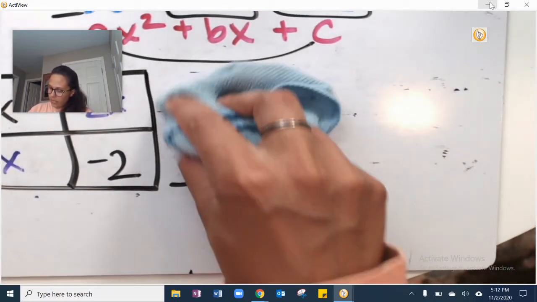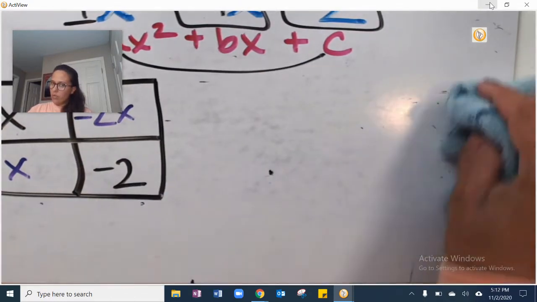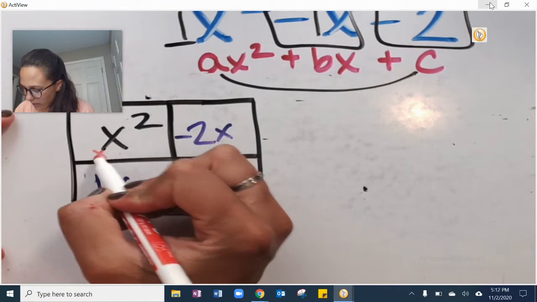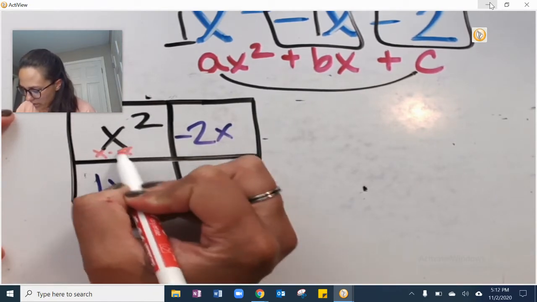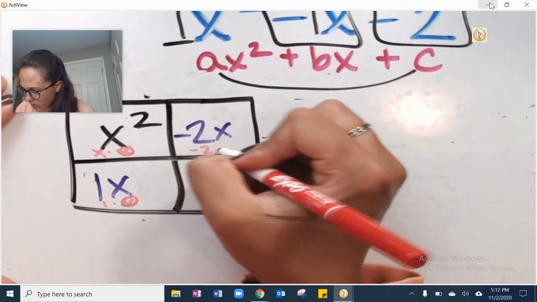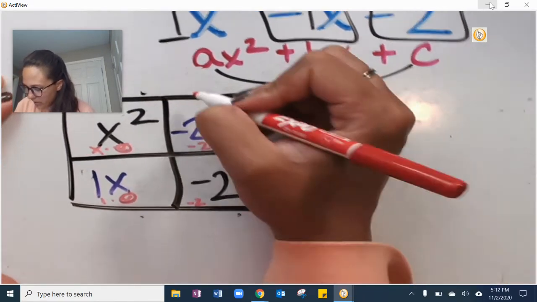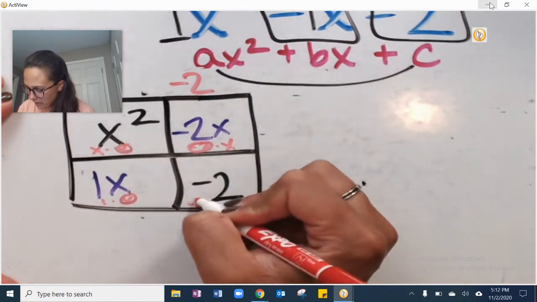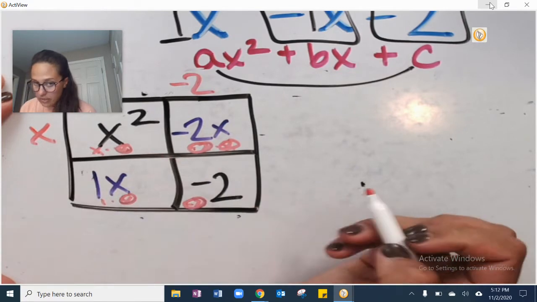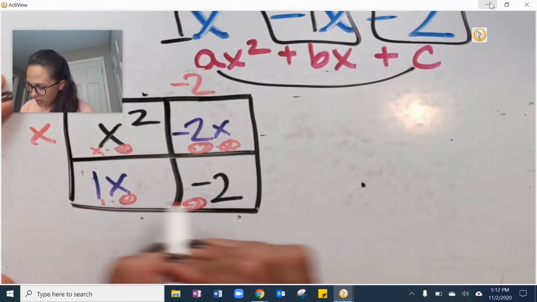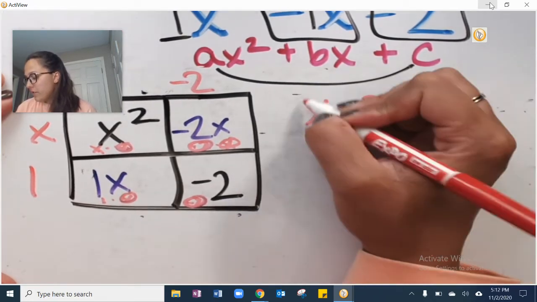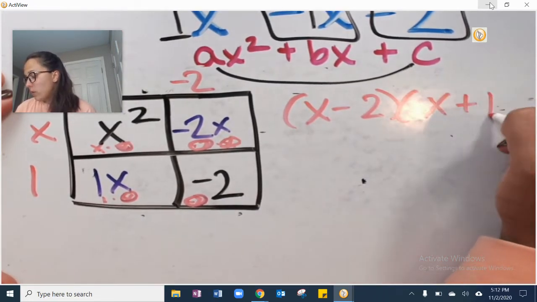So now let's factor our greatest common factor out of the rows and columns. So here we have x and 1 and x, so we can take out an x. Here we have negative 2 times x and negative 2, so we can take out a negative 2. Here we have x and negative 2 and x, so again another x. And here we have 1x and negative 2, nothing in common, so we always pull out a 1. So x minus 2 and x plus 1 equals 0.